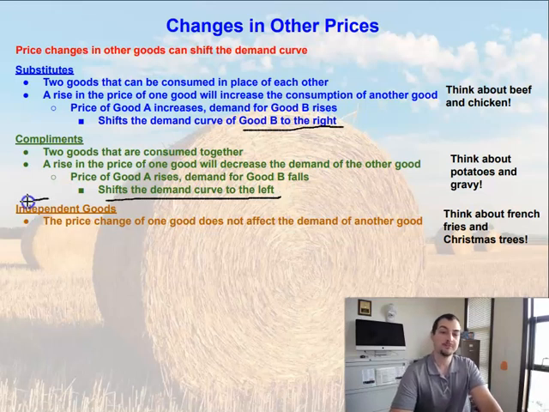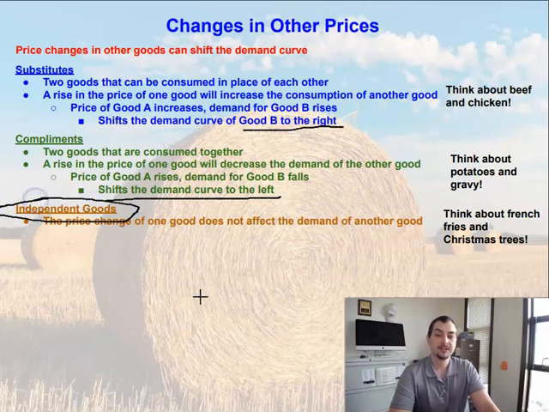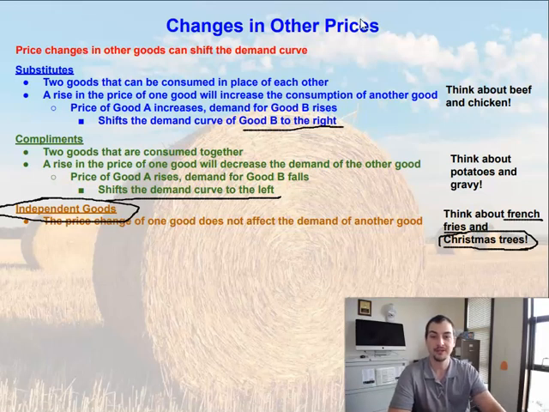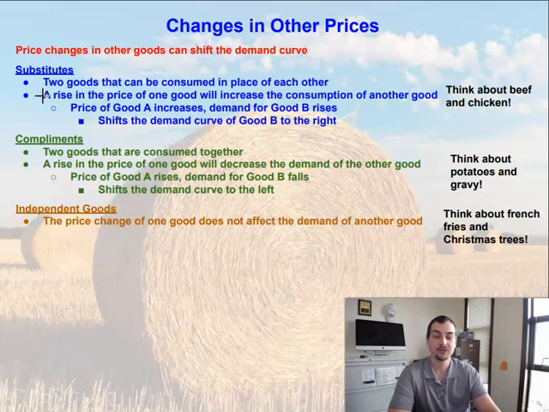Now there's another term, independent goods. These independent goods are goods where the price change of one good does not affect the demand for another good. Think about French fries and Christmas trees. If the price of French fries goes up, do you think that's going to affect how many Christmas trees you buy? Or if the price of Christmas trees goes up, does that really affect how many French fries you're going to buy? These two demands will be completely separate, and the price will not affect one or the other. These are independent goods.